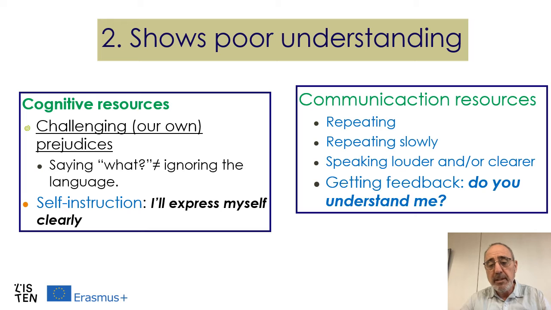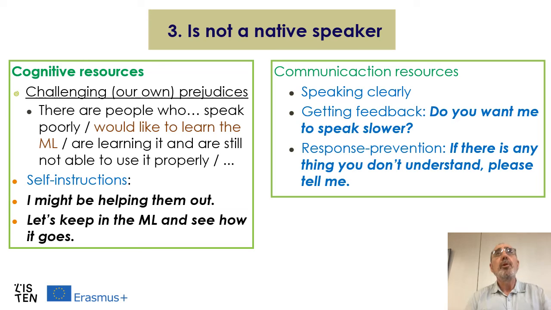Then we would move into the third level. We are in front of someone who's speaking our language, but we identify them as non-native speakers. So the cognitive resources again would imply challenging our own prejudices. We have to know that there are people who speak poorly, who would like to learn or are in the process of learning our language, and then they are not still able to speak it properly. And then the self-instructions could go along the lines of I might be helping them out, and let's keep in the language and see how it goes. Remember that you always have the capacity to switch into the dominant language, so just don't hurry to do that.